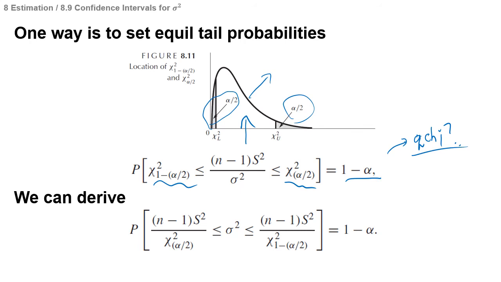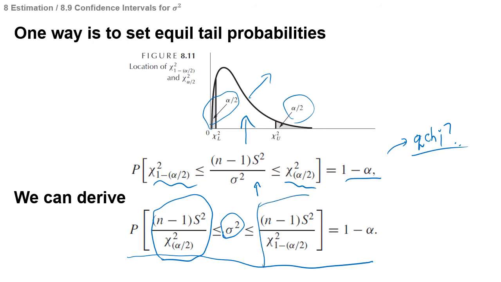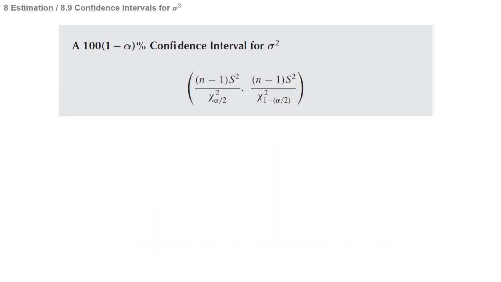If you rewrite this formula with respect to sigma square, then you can derive this. This one is the lower bound for sigma square, and this one is the upper bound for sigma square. So our confidence interval could be these two numbers. Here is the confidence interval: the 100 times 1 minus alpha percent confidence interval for sigma square is this, and we derived it from the previous slide.